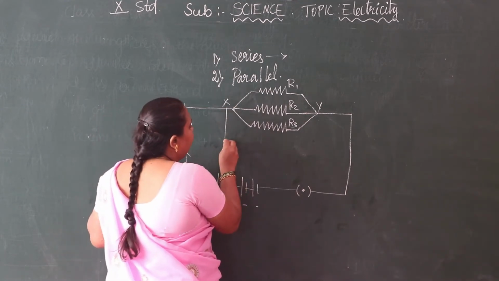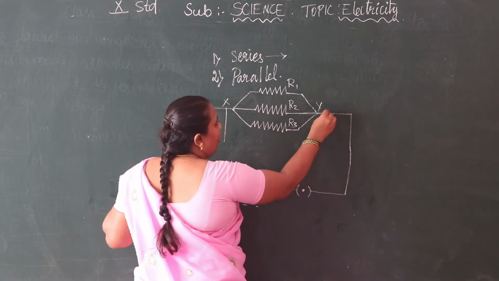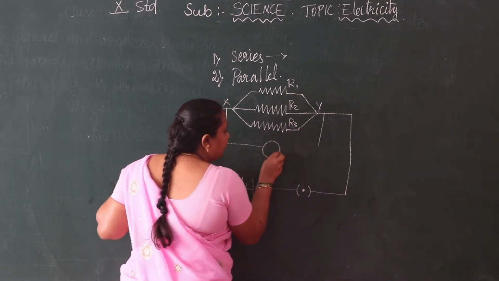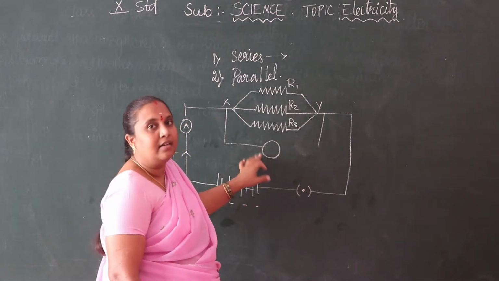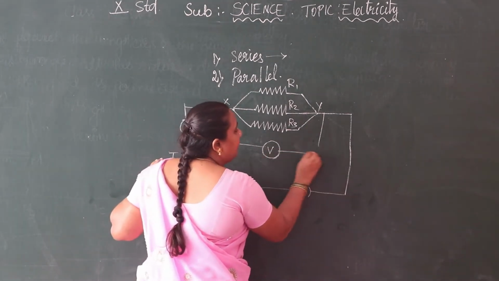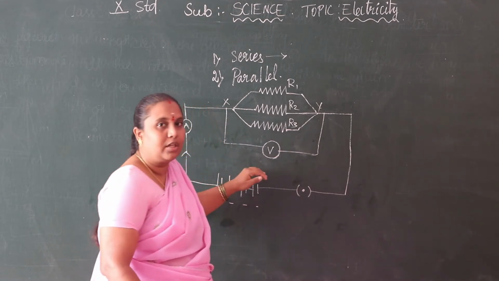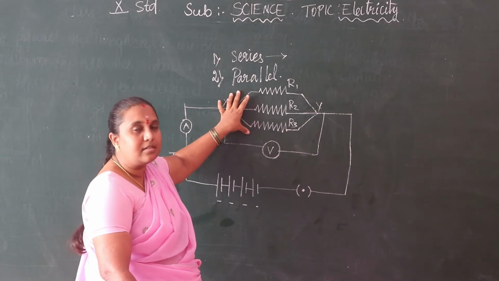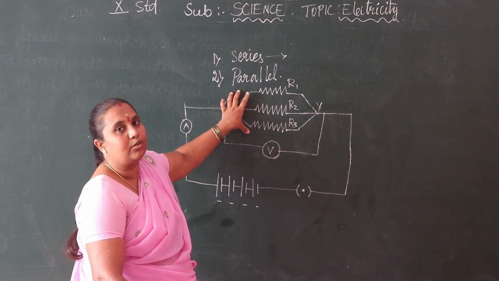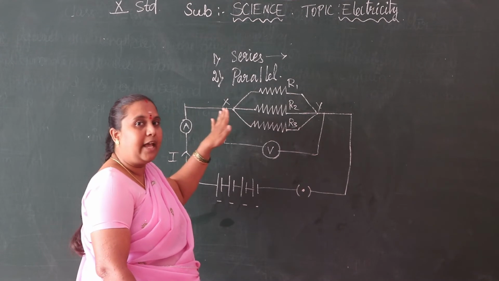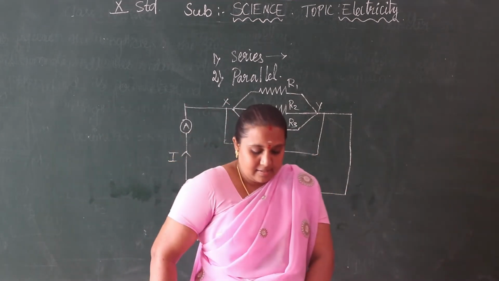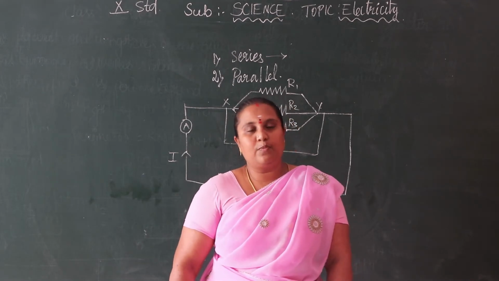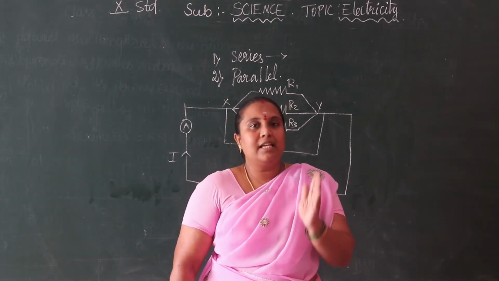So where do we want to find the potential difference? Between the points X and Y. The instrument for potential difference, the voltmeter, is always connected in parallel in an electric circuit. So here we want to find the total resistance in an electric circuit. How to find it? Here also the same as the series. In series we found the potential difference V equals V1 plus V2.